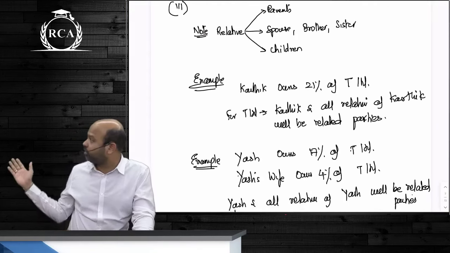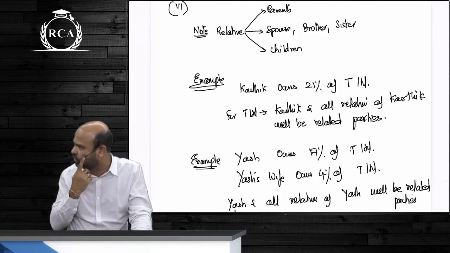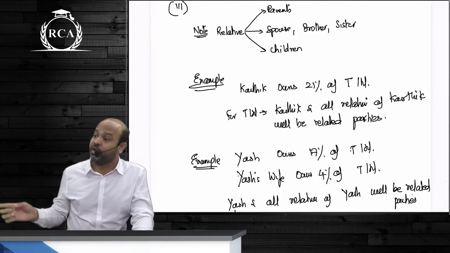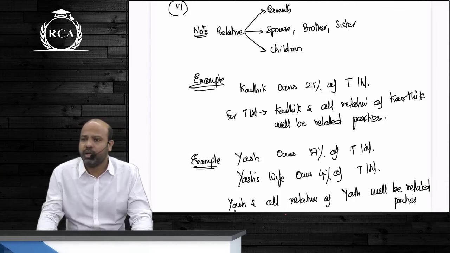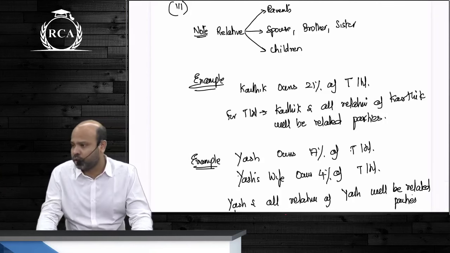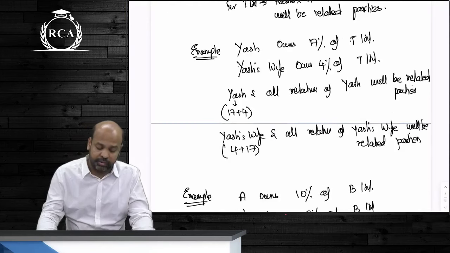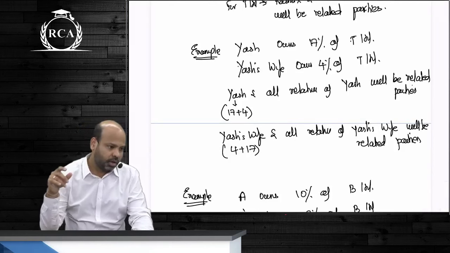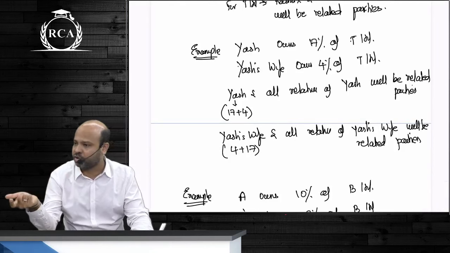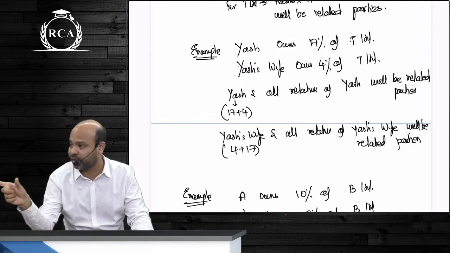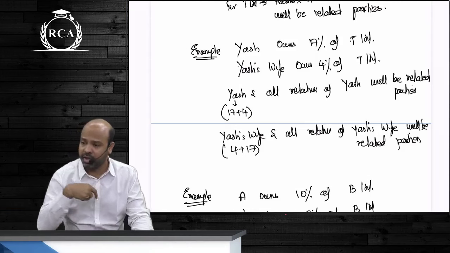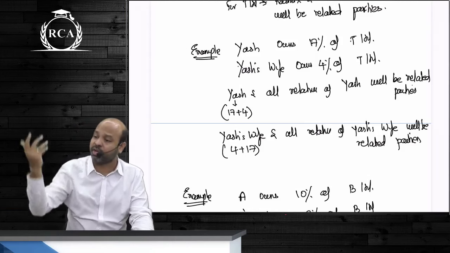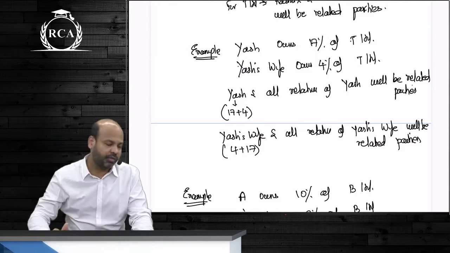We gave an example beta where Karthik owns 21% of T Limited. I said because he's directly owning 21%, Karthik exercises significant influence over T Limited, therefore Karthik will be a related party of T Limited. Then beta we said that Yash owns 17% and Yash's wife owns 4%. Because Yash's wife comes under the definition of the word relative, guys, collectively the holding is more than 20% and hence beta Yash will exercise significant influence and hence Yash along with all of his relatives beta will be related parties. Are we clear about this?